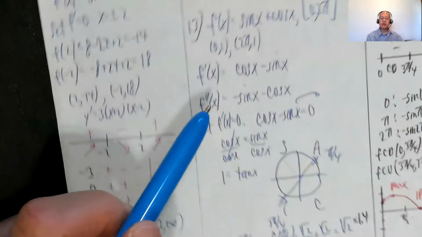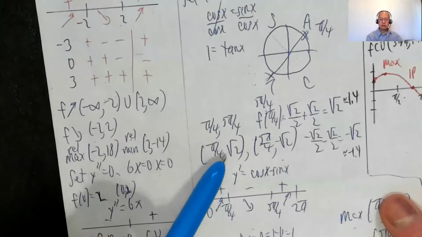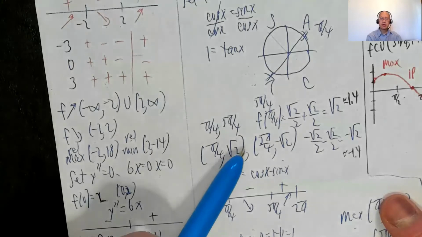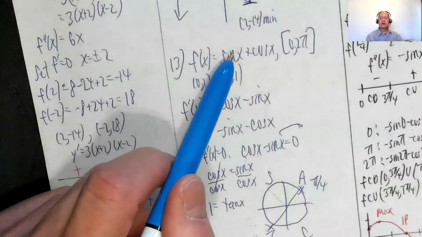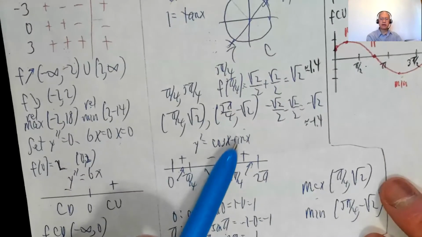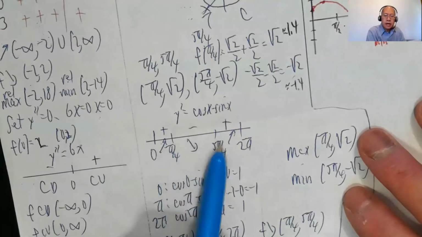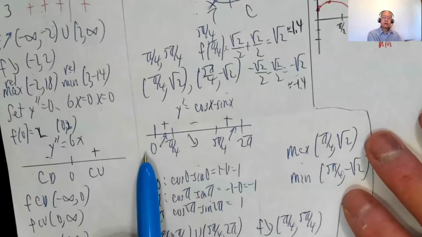Plug pi over 4 into the original: you have root 2 over 2 plus root 2 over 2, which is root 2. At 5 pi over 4, you get negative radical 2 over 2 minus radical 2 over 2, which is equal to negative radical 2. It's about 1.4 and negative 1.4. Then I do a sign chart for this.